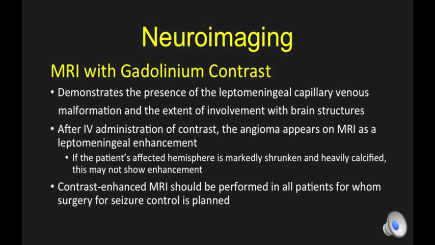MRI with gadolinium contrast is recommended for neuroimaging, which demonstrates the presence of the leptomeningeal capillary venous malformation and the extent of involvement with brain structures. After IV administration of contrast, the angioma appears on MRI as leptomeningeal enhancement. However, if the patient's affected hemisphere is markedly shrunken and heavily calcified, this may not show enhancement. Contrast-enhanced MRI should be performed in all patients for whom surgery for seizure control is planned.